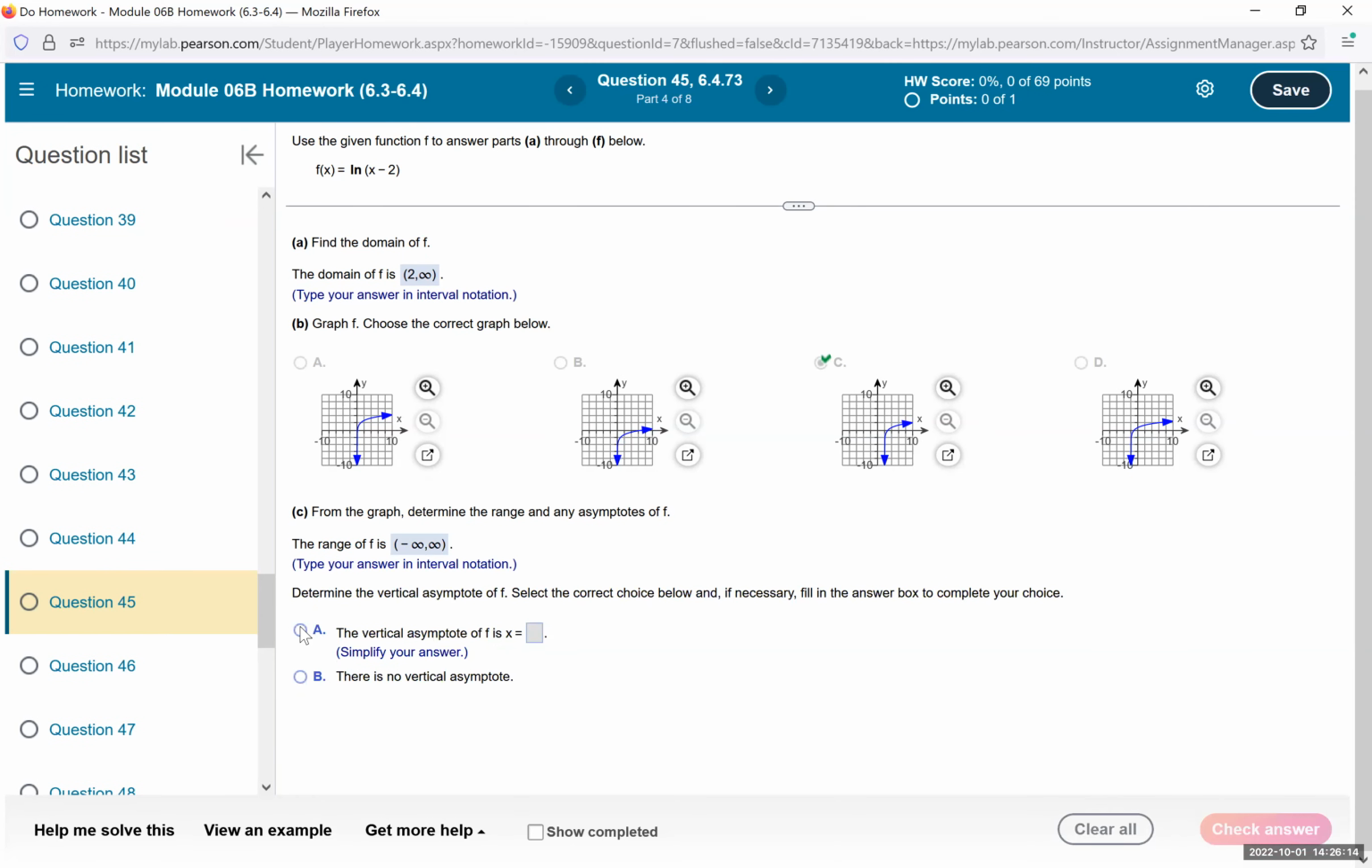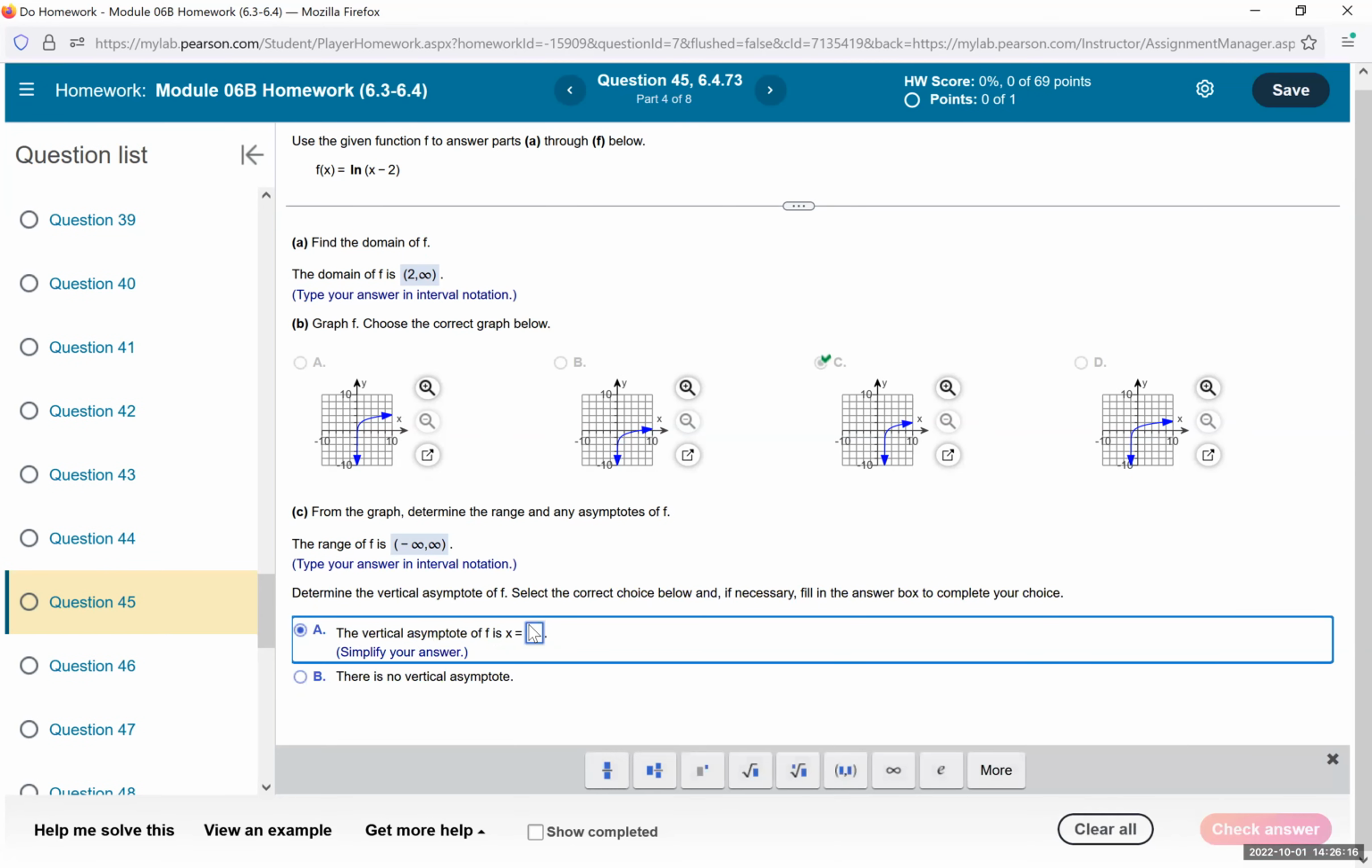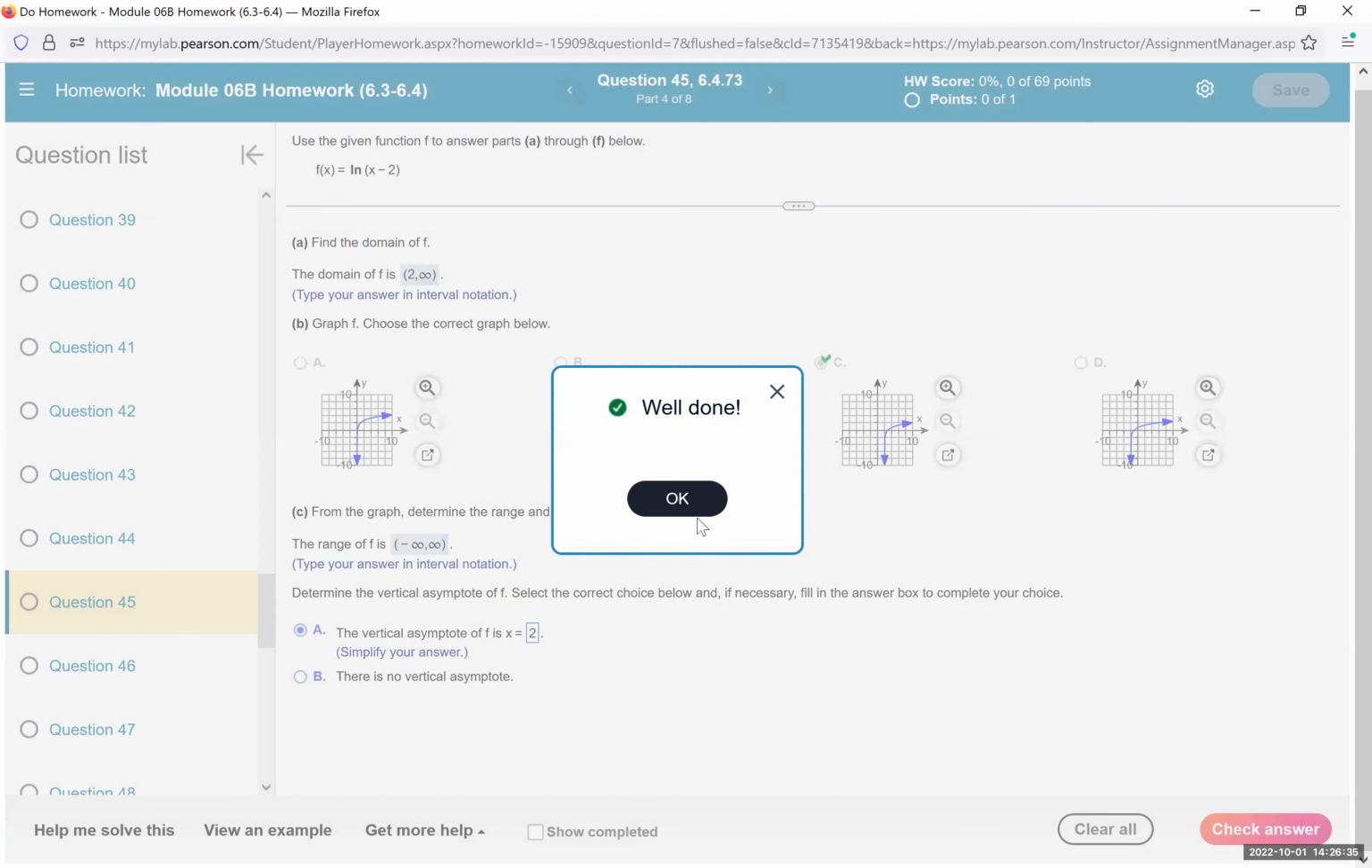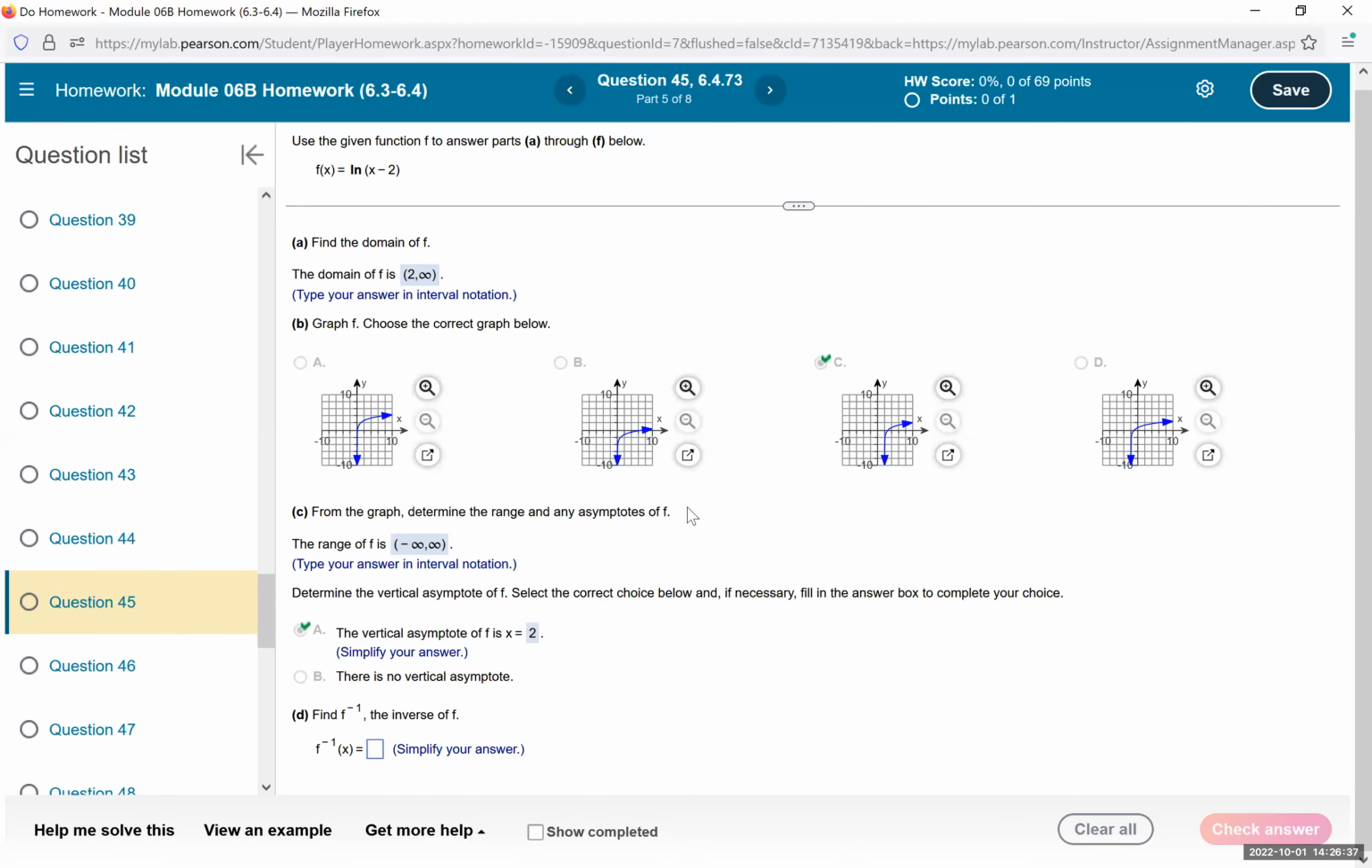Now there is a vertical asymptote. All logarithms have a vertical asymptote. So I was trying to remind you to put x equals 2. This was nice of the problem in that it said the vertical asymptote is x equals, so all you have to put is 2. If you put x equals 2, it'll be x equals 2.